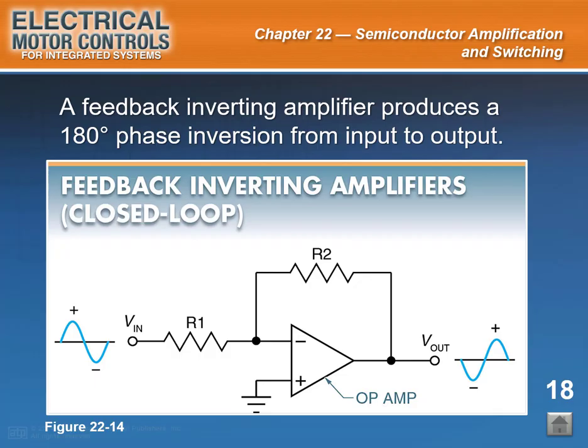The output voltage will be the opposite polarity of the input voltage and the voltage level will be that of the input voltage times the ratio of R2 divided by R1.